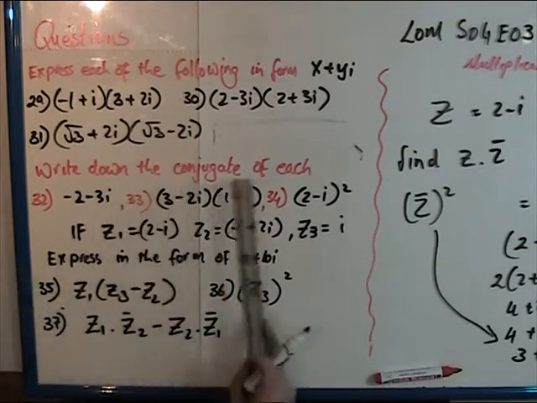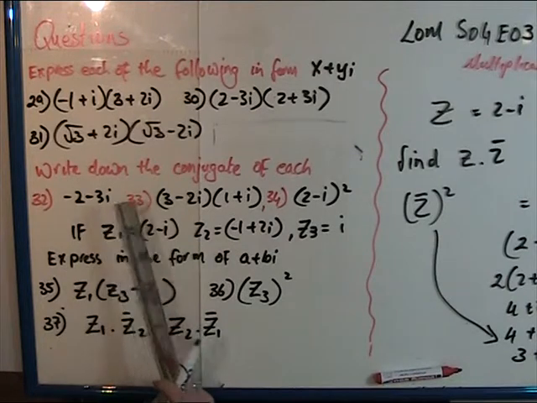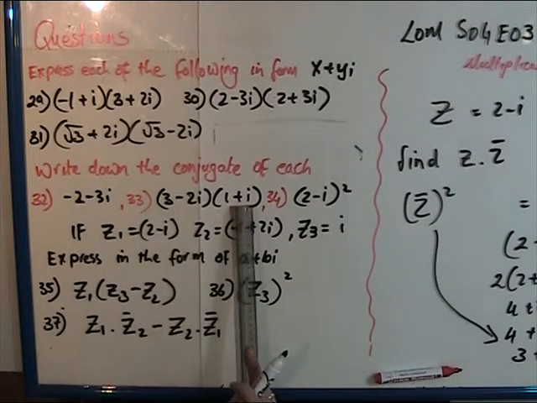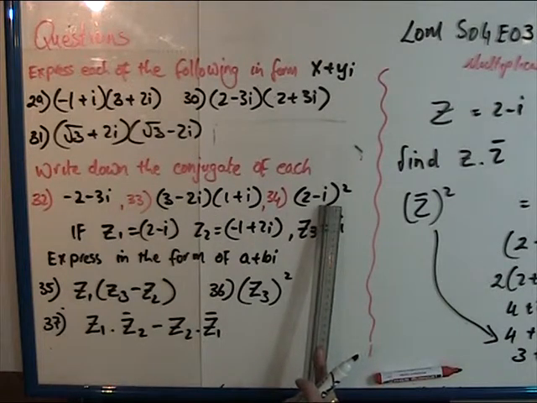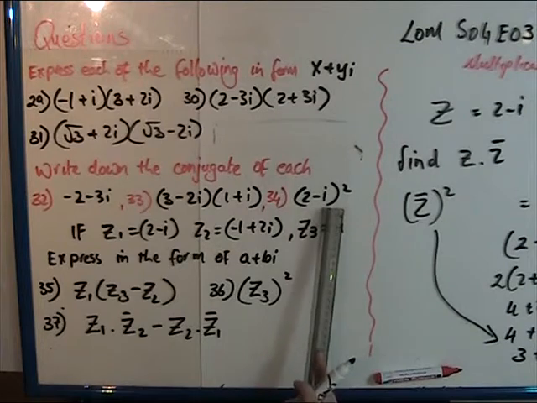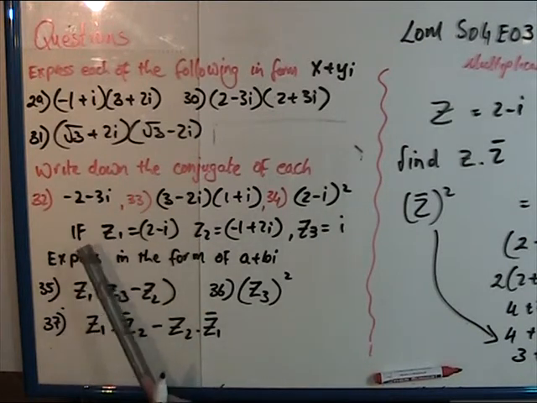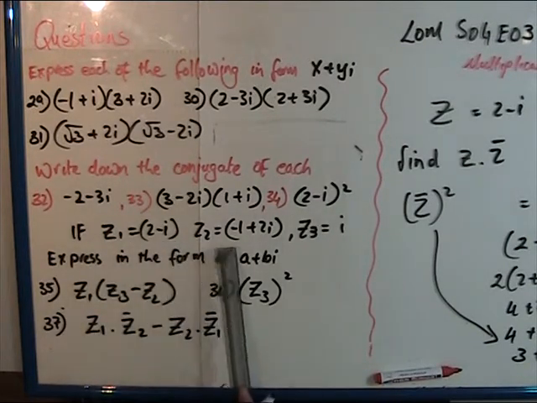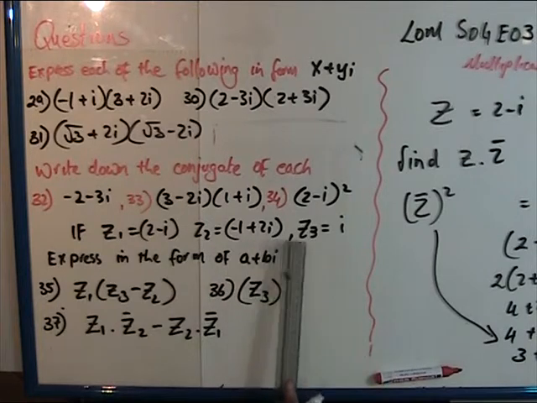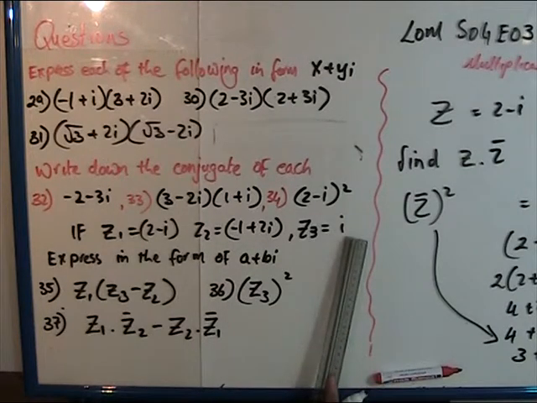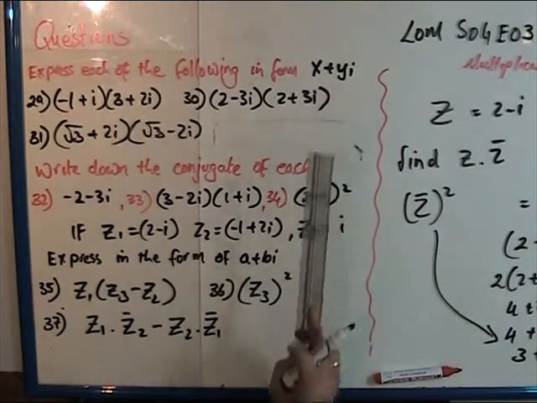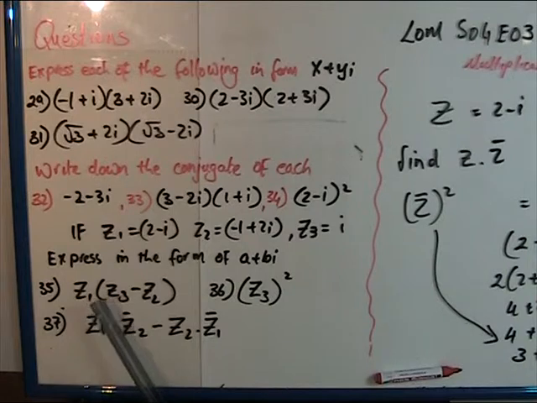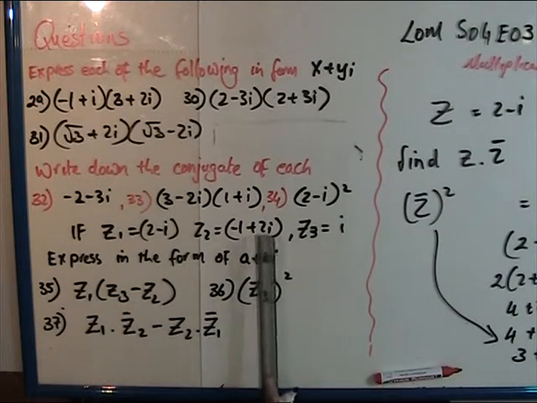Okay, now write down the conjugate of each. So the conjugate of this, you multiply that out and you find you get the answer. The same then is squared. So it's 2 minus i by 2 minus i. Okay, now if z1 is equal to 2 minus i and z2 is equal to minus 1 plus 2i and z3 is just equal to i, expressed in the form a plus bi, it's the same up here, x plus yi. So z1 times, do whatever is in the bracket, z3 minus z2.